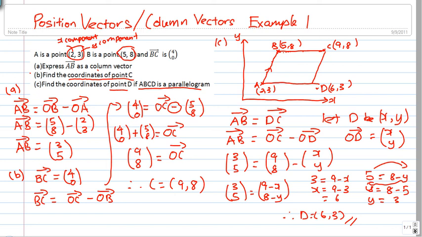Therefore D is (6, 3). So there you go. This example is a question on position vectors and column vectors itself.